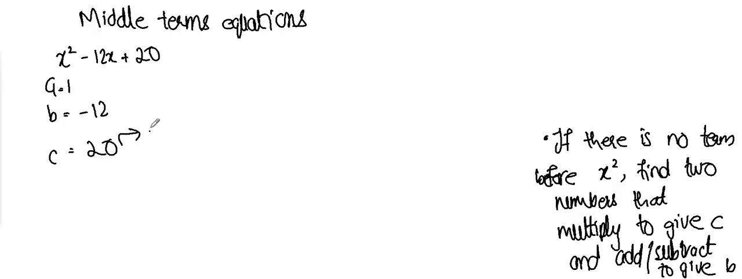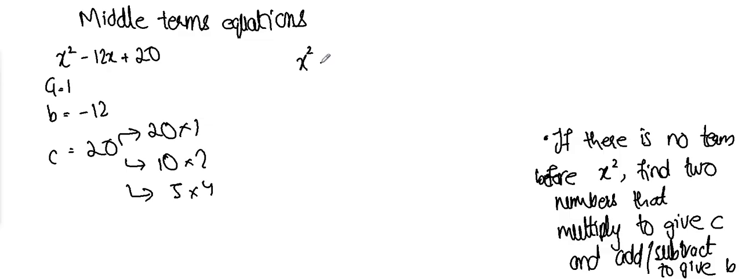20 can be written as 2 times 10. It can be written as, what else? 5 times 4. But I want those two numbers that add or subtract to give me 12 or minus 12. 10 and 2? Absolutely. So we can write x squared minus 12x plus 20 in the form of x squared minus 2x minus 10x, because it's minus 12x, plus 20.